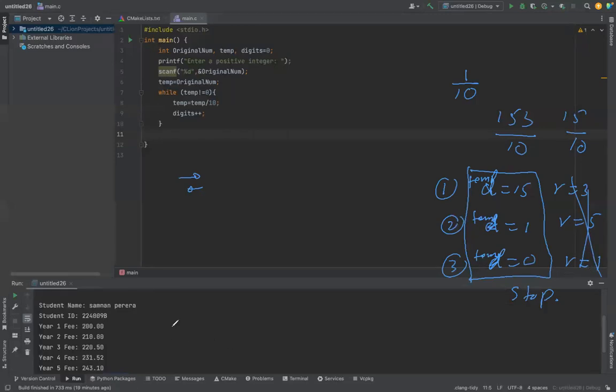Okay. Now, how do we use this one? Now we need to take another while loop. Let's say initially it is an infinite loop, while 1. What we have to do? We have to use this one, temp.